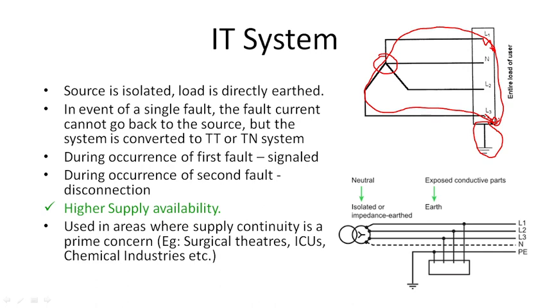So when the first fault comes on a line, it will not cause any isolation, or at least it will not cause any fault current to flow. But if a fault comes on the second phase as well, obviously it should lead to disconnection. So the advantage is that high power supply availability is the advantage of this. And the problem is that once a fault occurs, we cannot detect it.